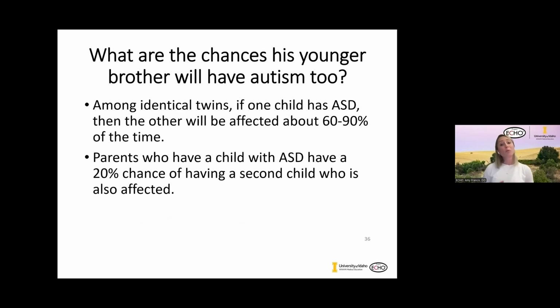What are the chances his younger brother will have autism? Among identical twins, the other twin will be affected about 60 to 90% of the time. And for siblings, there's about a 20% chance of having a second child who is also affected with autism.